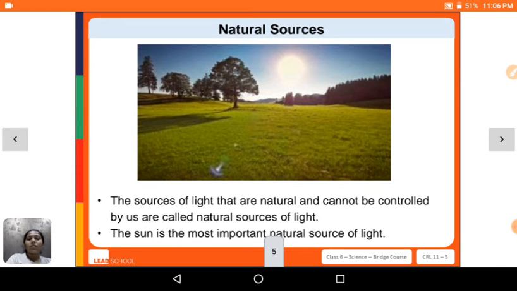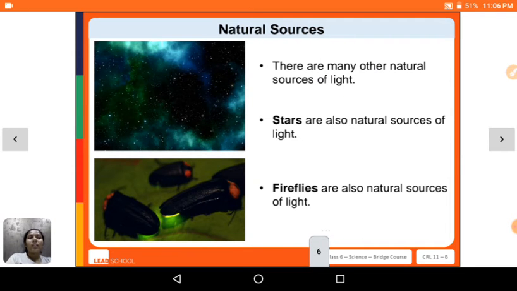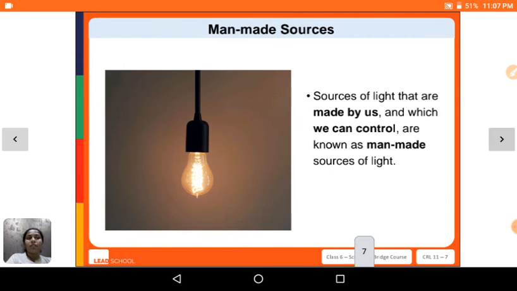So the sun is the most important natural source of light. Okay, there are many other natural sources of light. Stars are also natural sources of light. Fireflies are also natural sources of light. The sun is not the only natural source of light. Stars, fireflies, these are also natural sources of light.